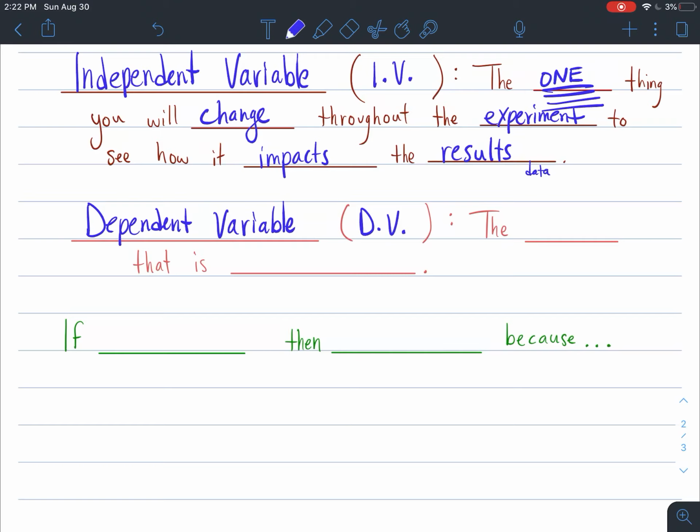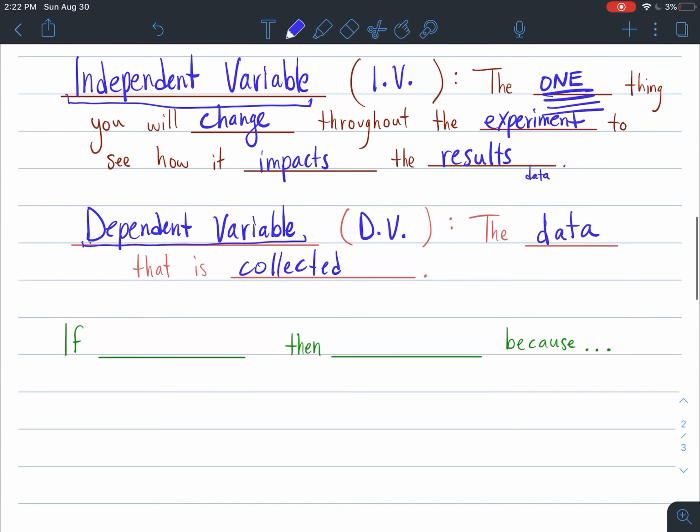We'll summarize or abbreviate that with D.V. Now these abbreviations will help us as we write down notes, but when you record your assignments in class, you need to spell out dependent variable and independent variable. So make sure that you have those spelled correctly. The dependent variable is the results or that data. It's the data that is collected by the scientist.